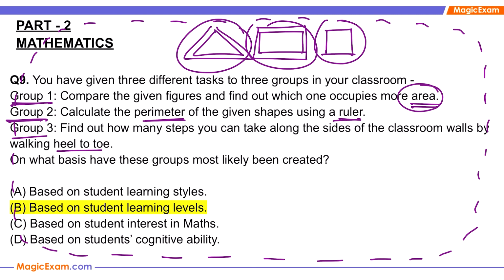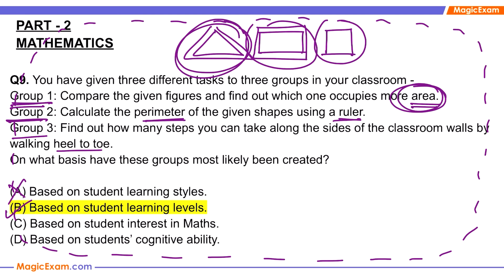Now, are they based on the students' learning styles? No, there is nothing about learning styles in this entire question. Therefore, this is incorrect. Based on the student's learning level, obviously because it has been highlighted in yellow, this is the correct answer. And as you can see, group 1 consists of students who know about these different figures and also know the concept of area and the formula of area. Therefore, their learning level is at a higher level.